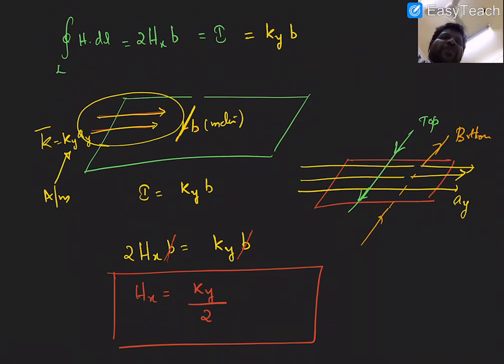So you can see here that this is the direction. So Hx will be having the magnitude Ky over 2. What is the direction? It is in the direction of x. So the direction of Hx is in the direction of x, so ax is the direction. So how can we generalize this direction? That's what we are going to see now.